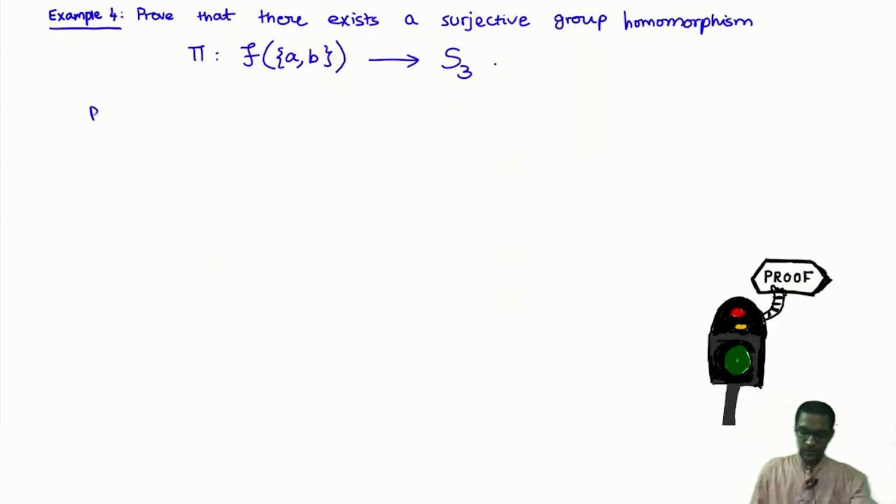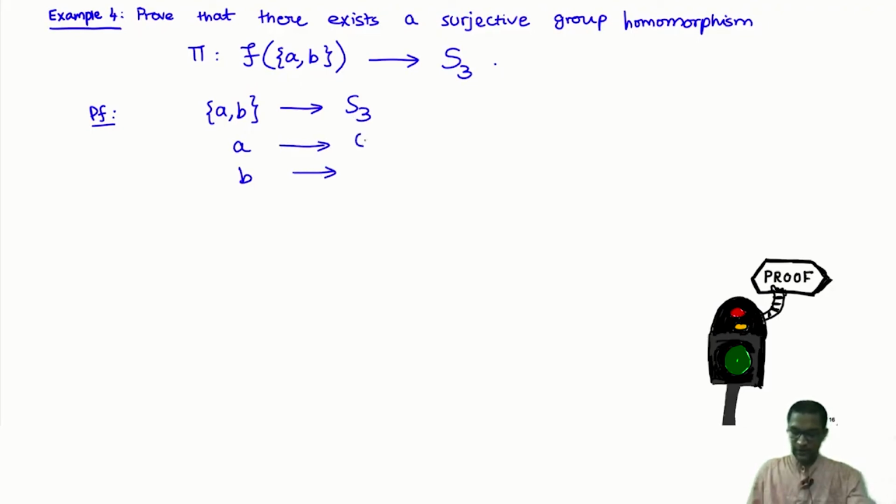Now here's the solution proof. So let's construct a function from the set {A, B}, which is the set S, to S3. Let me map A to the cycle (1 2) and B to the cycle (2 3). These were the very same two things that we called capital A and capital B in example 2.